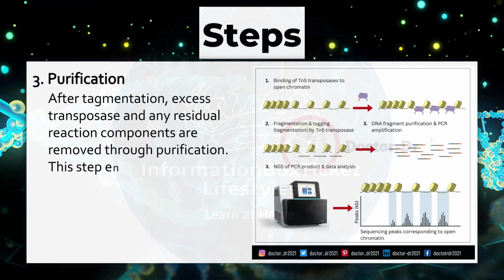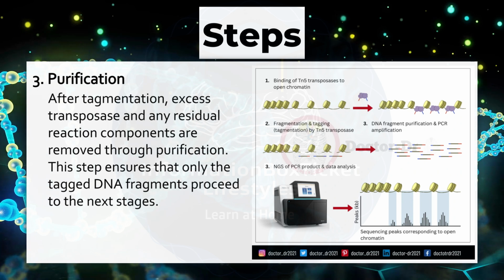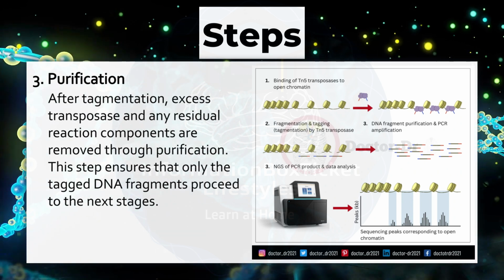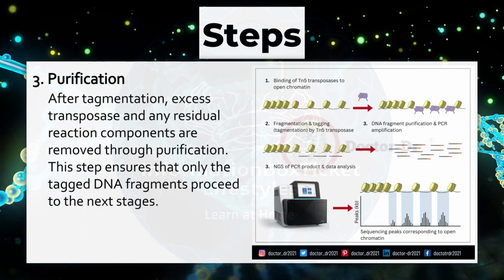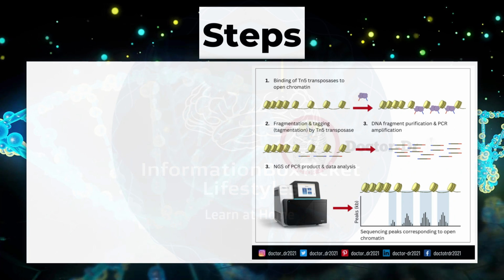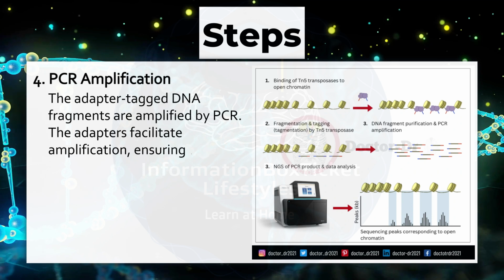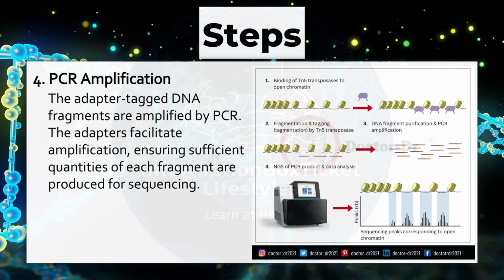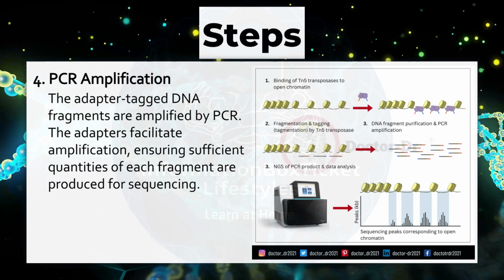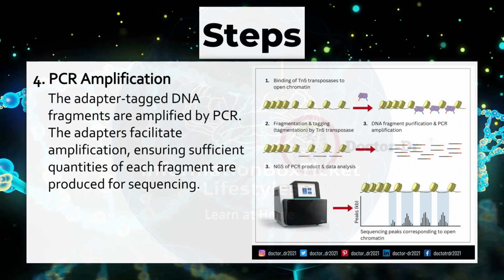Purification. After tagmentation, excess transposase and any residual reaction components are removed through purification. This step ensures that only the tagged DNA fragments proceed to the next stages. PCR amplification. The adapter-tagged DNA fragments are amplified by PCR. The adapters facilitate amplification, ensuring sufficient quantities of each fragment are produced for sequencing.